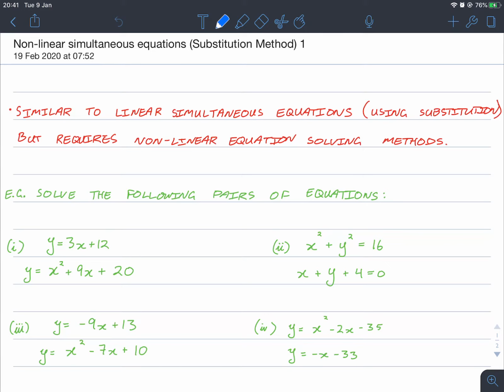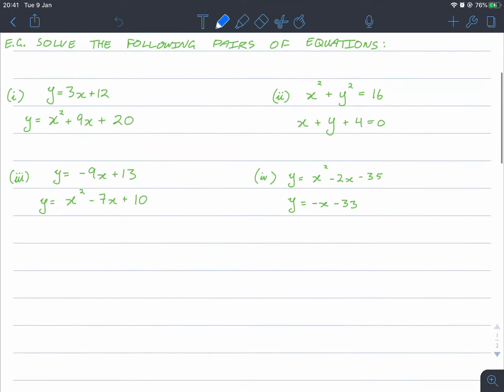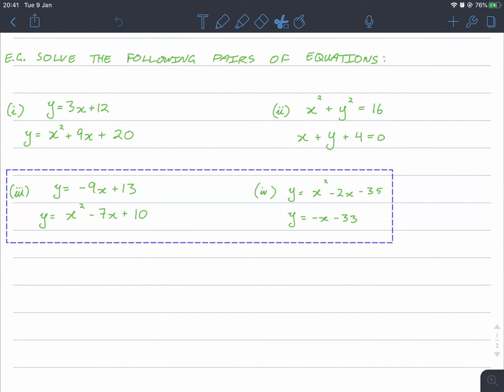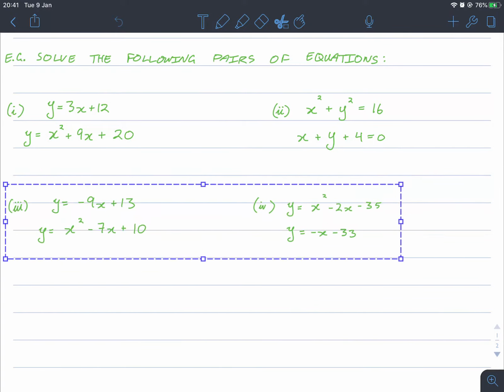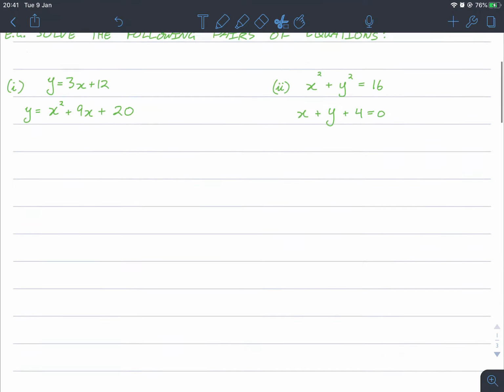Hello class, this is a video tutorial on nonlinear simultaneous equations. Similar to linear simultaneous equations using substitution, but this requires nonlinear equation solving methods. So I'm going to be doing two examples here, perhaps maybe four depending on the length of this video, but here we go.